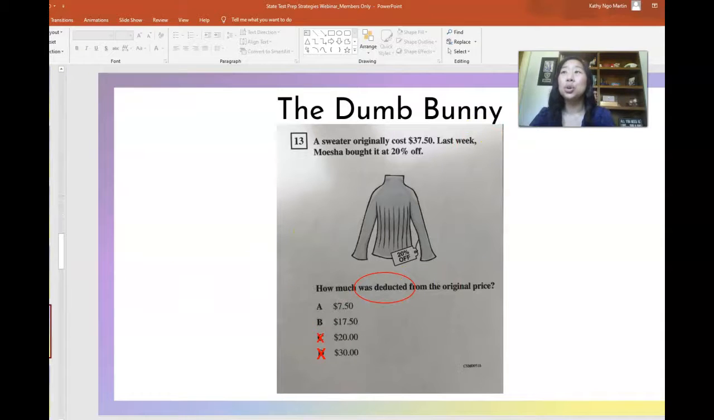Those are two of my favorite strategies to use when I am going over test prep strategies with my students. Really talking about what is the question asking me to do, and then eliminating the dumb bunnies.